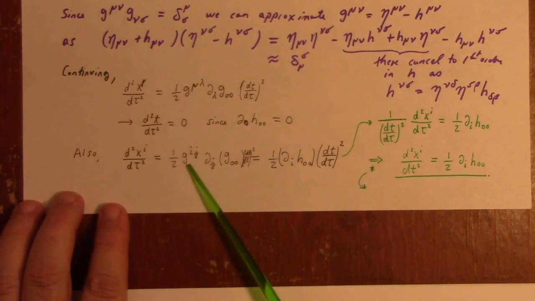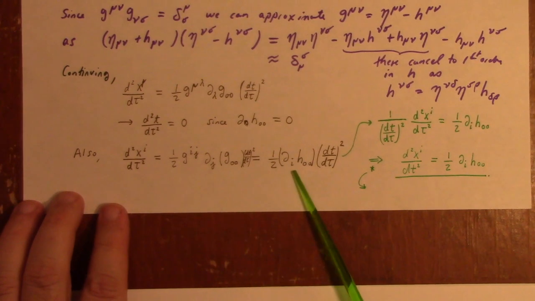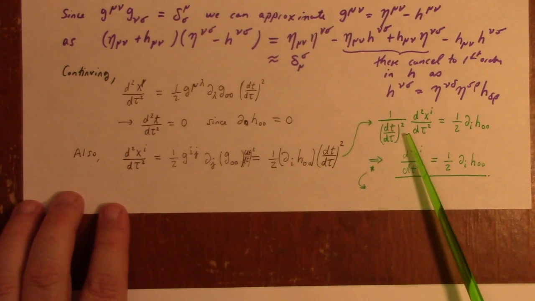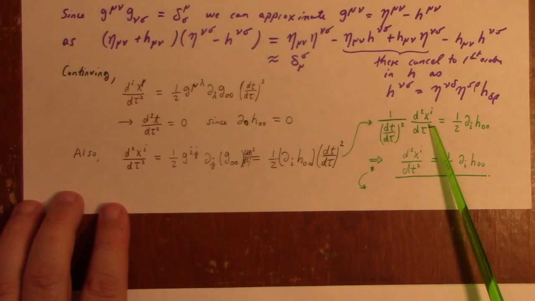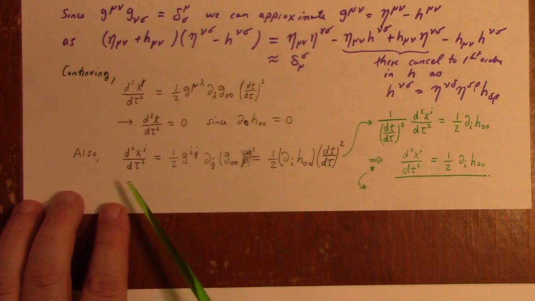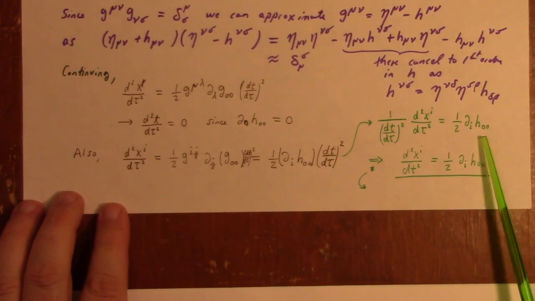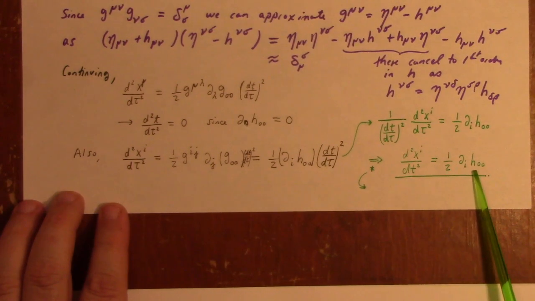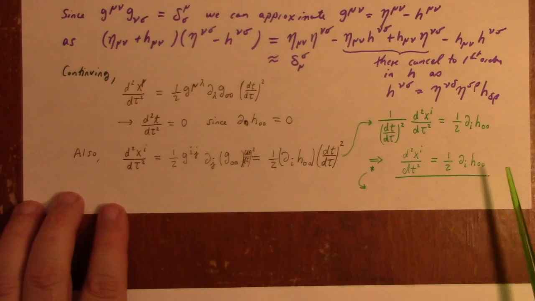That's just eta, well, it's Kronecker delta ij plus h. And since we're only working to first order in h, we ignore the piece with h squared, which would be second order, so we drop that. It just gives us this, which gives us 1 over dt d tau squared times dx. Then multiplying this to the other side, that implies that d squared xi d tau squared is 1/2 partial i h00.